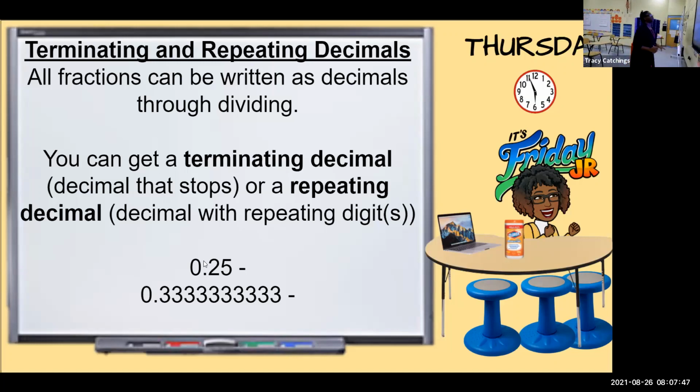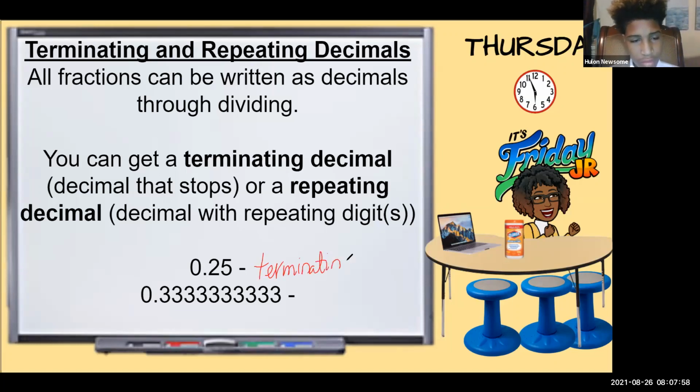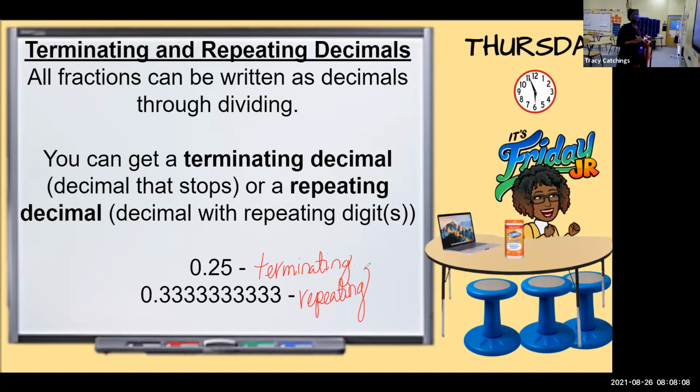So looking at 0.25, would you say that's a terminating decimal or a repeating decimal? Terminating. That would be terminating. And then we see the next decimal, 0.33333. That's a repeating decimal. So some of our questions would be just that easy, us being able to look at that decimal and determine if it's terminating or if it repeats.